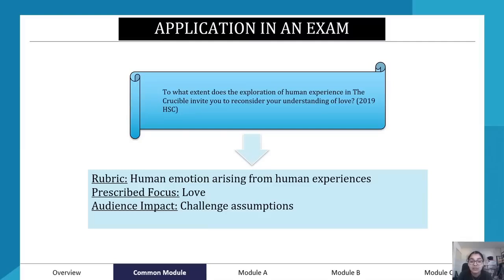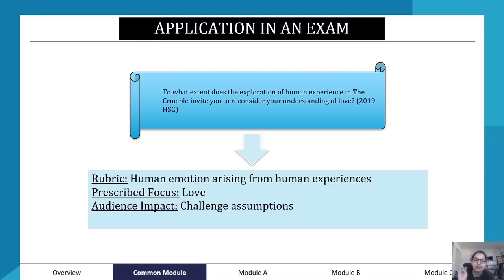Prescribed focus is love, right? So they want us to specifically focus on how the text is asking us to reconsider our understanding of love. So that is our prescribed focus. And then finally, our audience impact can be anything. So you have the liberty to decide your audience impact. However, you want to choose one that best fits your argument, and in this case we'll go with it challenges our assumptions, and the text challenges our assumptions of love, and it does.